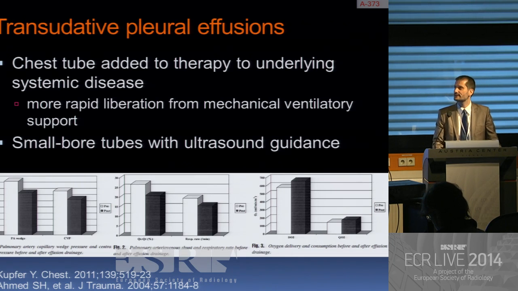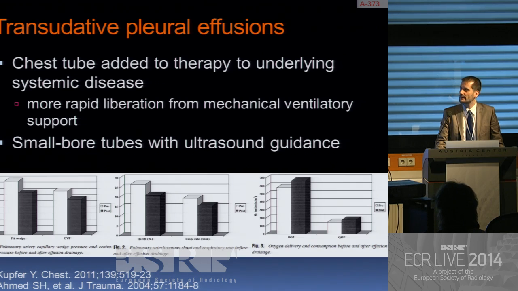In patients with transudative pleural effusions, a chest tube added to the therapy to the underlying systemic disease can help to liberate from mechanical ventilatory support, in decreasing pulmonary artery pressure and pulmonary arteriovenous shunt, and increasing oxygen delivery and consumption. In this setting, it is recommended to use small bore tubes with ultrasound guidance.